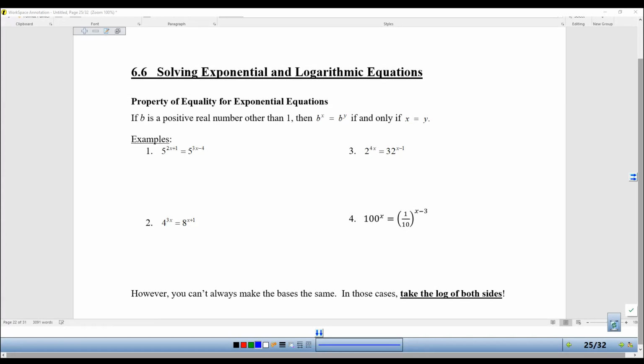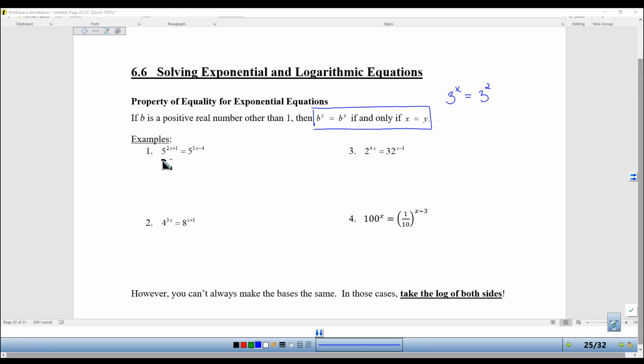So we're going to start with some really straightforward problems that use the property of equality for exponential equations. I think this property will make a lot of sense to you. It pretty much says that if you have 3 to the x is equal to 3 squared, what must x be equal to? You can just see right away that in order for these two sides to be the same, x has to be equal to 2. That's what this is saying, that if you have b to the x is equal to b to the y, then x has to be equal to y.